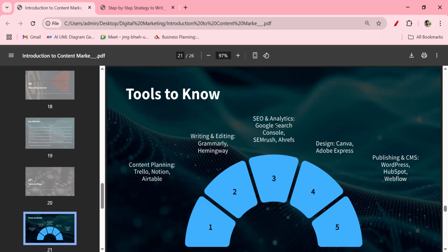For writing and editing, Grammarly is the best tool. For SEO analytics, there are Semrush, Search Console and Ahrefs. For design, Canva and Adobe Express. For publishing, WordPress. Apart from WordPress, you can also work in Odoo website, HubSpot, and Webflow.